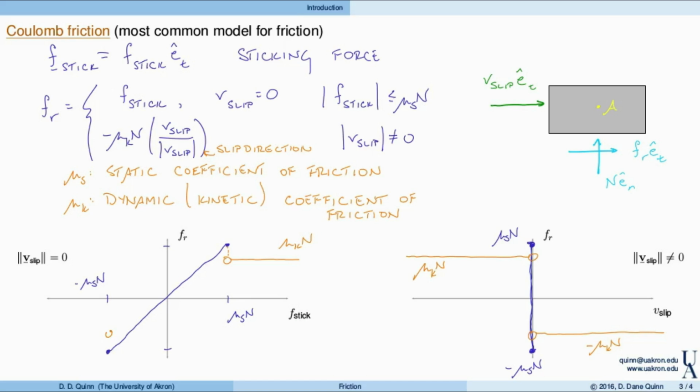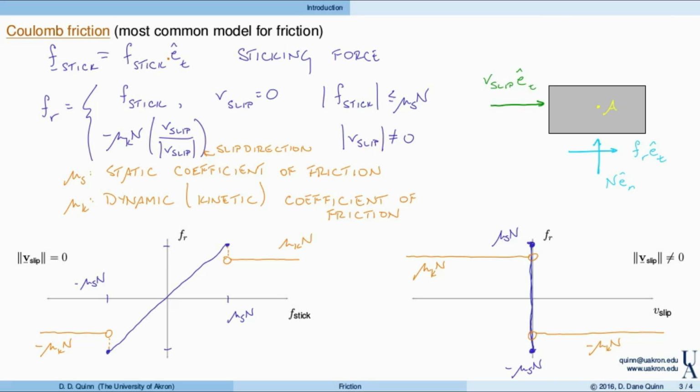And of course on the other side it changes to minus mu k times N. So there's this little jump as you transition from stick to slip. That is almost always a decrease in the value of the coefficient of friction. Oftentimes in problems, we'll actually take mu s equal to mu k to simplify some of the algebra. But this is basically our description of Coulomb friction.